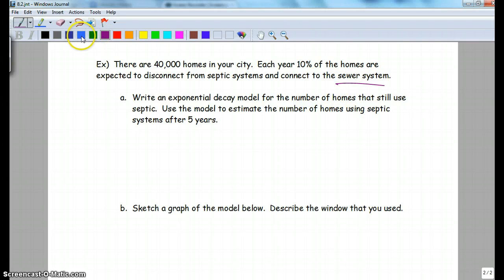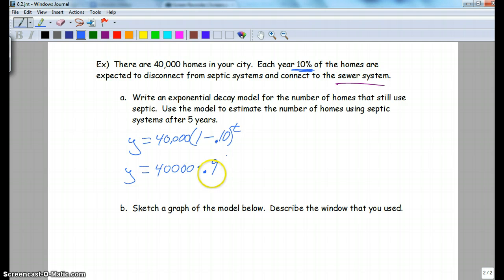Right, exponential decay model. So, our model, y equals the initial amount, 40,000, times 1 minus, what's happening? Each year, 10% are disconnecting from septic. So we're losing 10%, to the t power. So remember, our model, what I would prefer it as, is 40,000 times 0.9 to the t power. Remember, we can't multiply these because while 0.9 has an exponent of t, 40,000 has an exponent of 1. In order to multiply, you need the same exponents. Anyway, so here's our model.